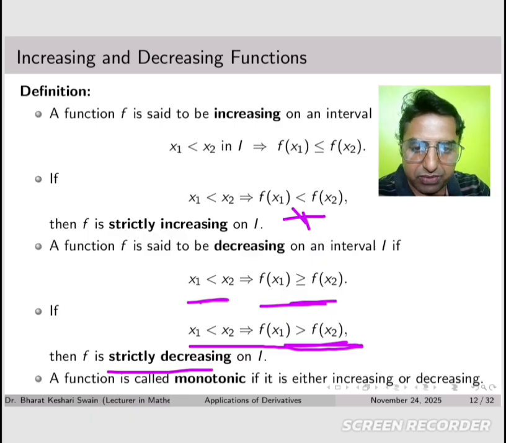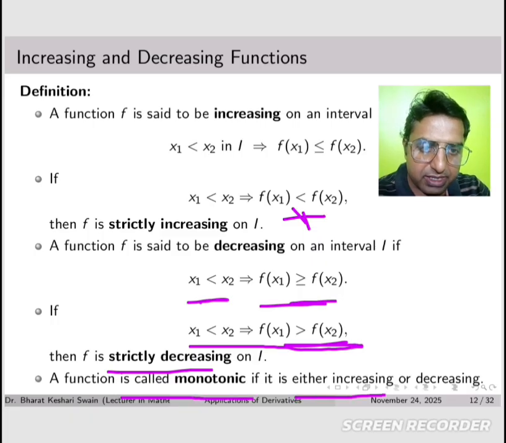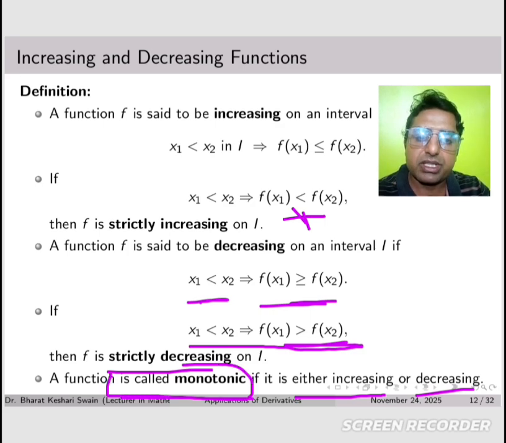Now, next definition is what? A function is called monotonic if it is either increasing or decreasing. If it is either increasing or decreasing, then we can say a function is monotonic. So monotonic means it may be an increasing or decreasing function.